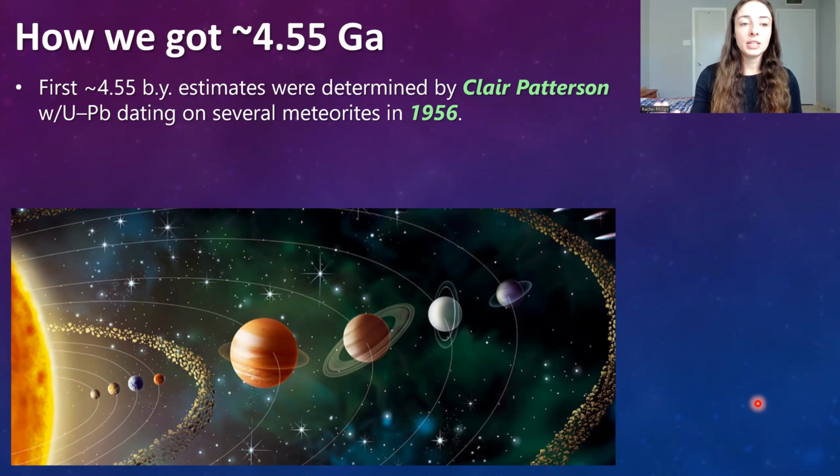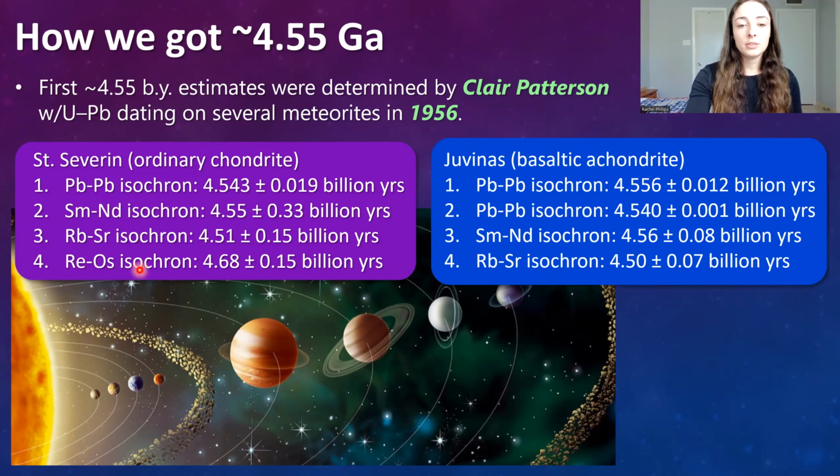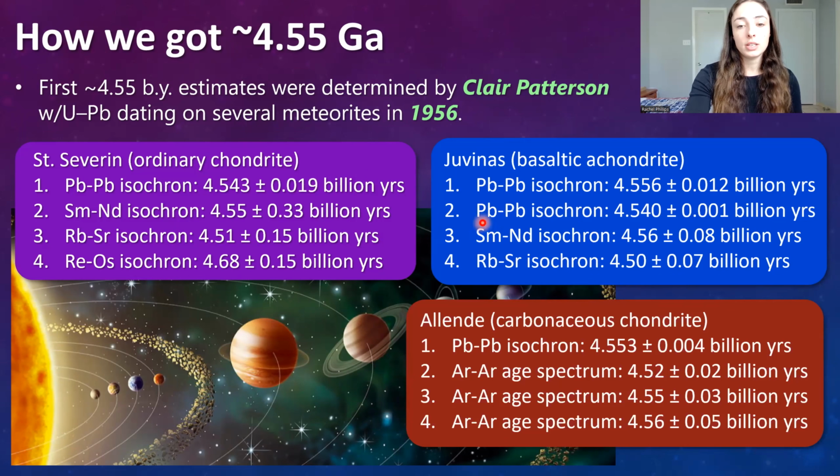The first time that meteorites were used to get this 4.55 billion year estimate was by Claire Patterson when he dated several meteorites in 1956 using uranium-lead radiometric dating techniques, which were then corroborated and cross-checked using other dating techniques. And so here's a few different meteorites that we've dated using uranium-lead, samarium-neodymium dating, rubidium-strontium dating, rhenium-osmium dating, and argon-argon dating. All of these techniques give us a very close estimate of 4.55 billion years old.